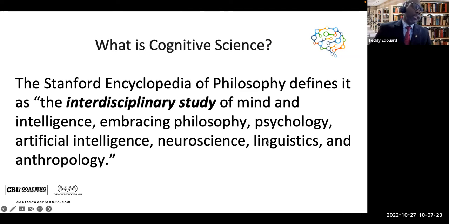Technically, it's the study of the mind, but most importantly, what you need to know about cognitive science is that it is an interdisciplinary field where you have a bunch of fields working together to study the mind. Examples of fields you can consider in cognitive science are philosophy, psychology, artificial intelligence, neuroeducation, neuroscience, linguistics, and anthropology. Those fields create the body of knowledge that I use in my work, to develop the books that CBL has on the market, and also to present on the topic.